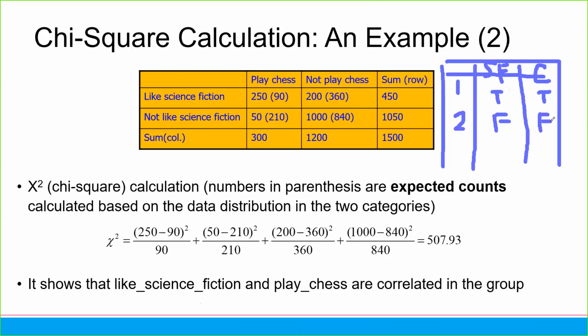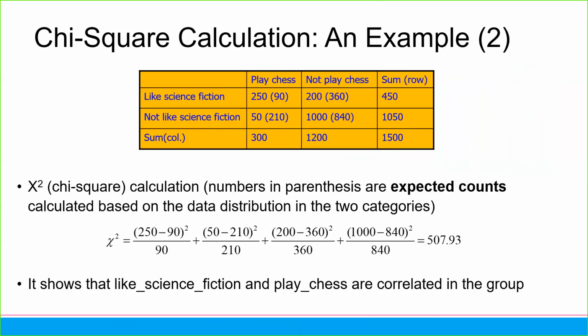So we can have many data and we can calculate. The persons who like science fiction and play chess, we have the number 250. So our data, we have 1,500 data. So among 1,500, 250 like science fiction and they play chess. 200 people like science fiction and do not play chess. 50 people do not like science fiction, but they play chess. And 1,000 people do not like science fiction and do not play chess. Okay, so this is the data. Now, I want to know whether there is correlation between those two columns.